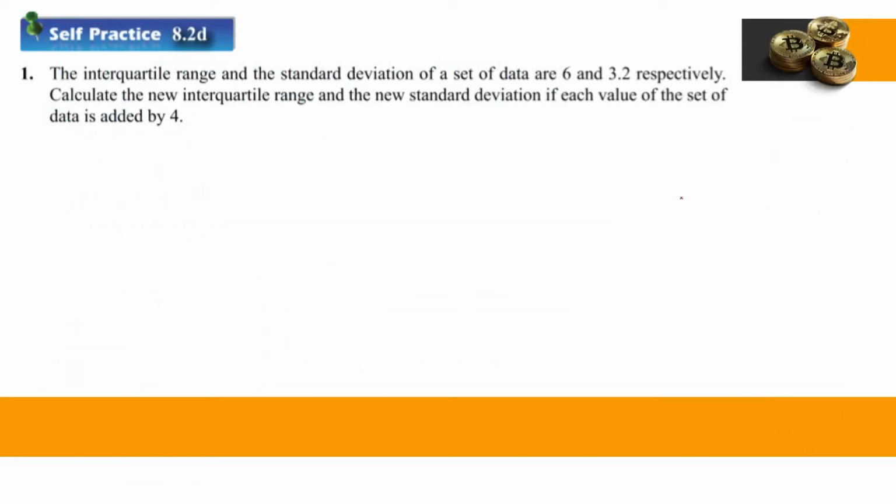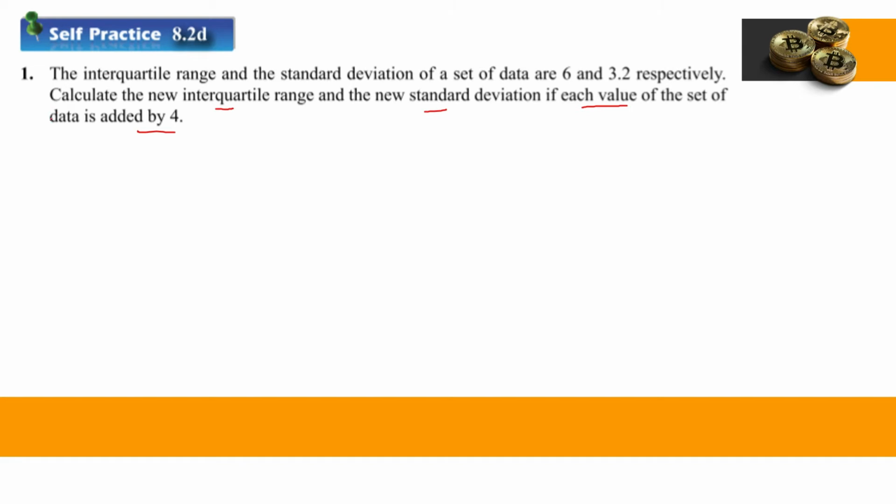Okay, so self-practice 8.2D. Here the interquartile range and the standard deviation of a set are 6 and 3.2 respectively. Calculate the new interquartile range and the new standard deviation if each value of the set of data is added by 4. So do you have to count this? I don't think so. Even though the question says calculate, you must give justification.